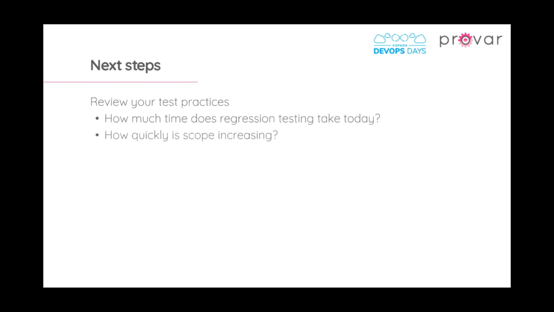So what are the next steps here? From here, I would really encourage you all to review your own testing practices in terms of how much time it's taking you to do regression testing today. If you have a formal regression period, or formal regression testing happening, are you doing it manually? Are you doing it automated? And how quickly is that scope increasing? In other words, how many test cases are added over time, and are you able to keep up with the number of test cases you have to run with the current resources that you have today?